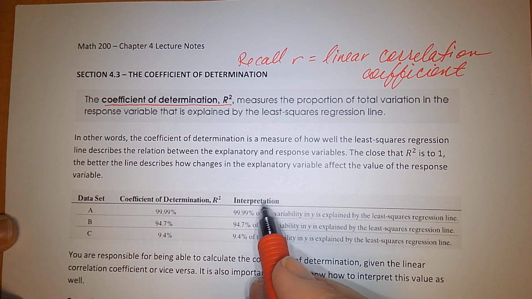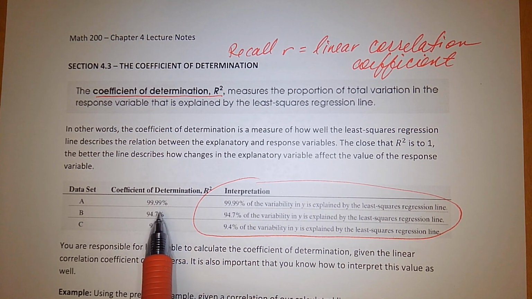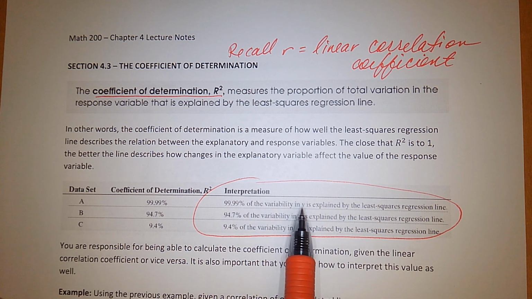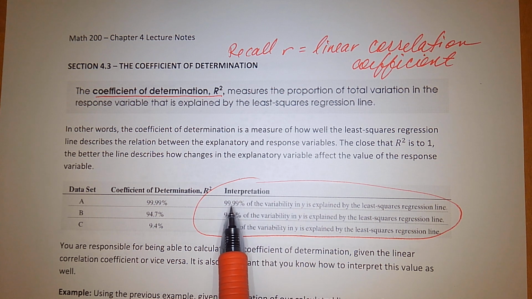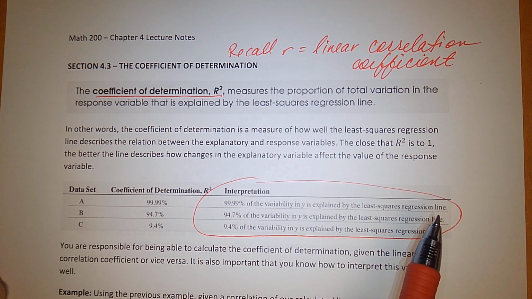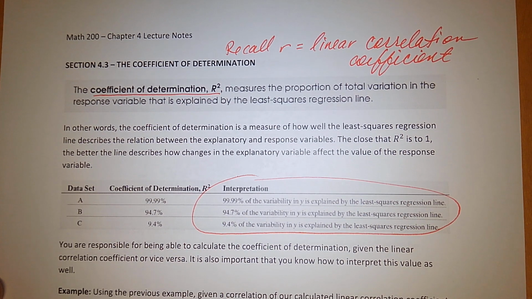So this is an example of how I would expect you to interpret an R squared on a quiz or an exam. For example, let's say the coefficient of determination came out to be 99.99%. We would state in this order that 99.99% of the variability in the y, whatever y is for that particular example, you want to explain what y is. In the last example we did, y was interest rates, so you would put the words interest rates in here. We would say 99.99% of the variability in the interest rates is explained by the least squares regression line. So the only thing that changes is whatever your R-squared value is. You're going to be responsible for calculating this coefficient of determination, and also given the coefficient of determination, finding the linear correlation coefficient, or vice versa. So it's important that you know how to interpret this.